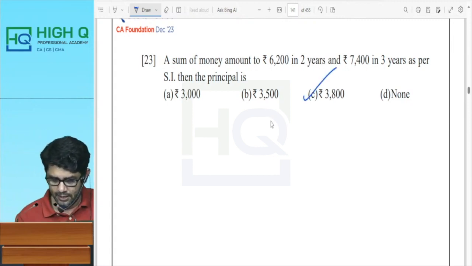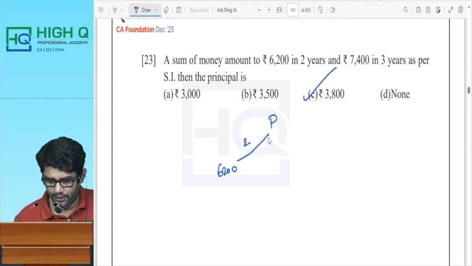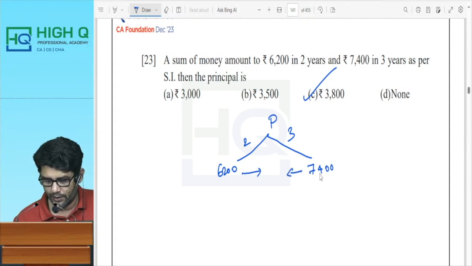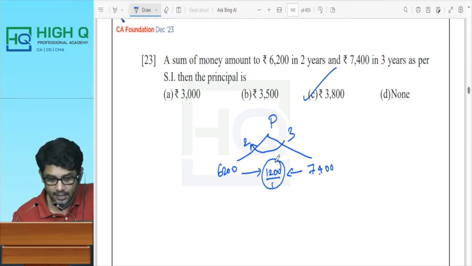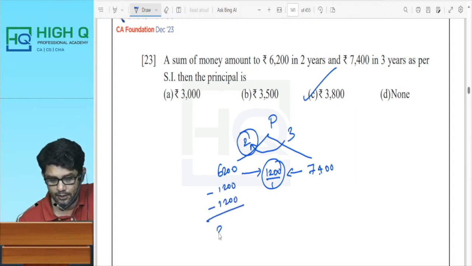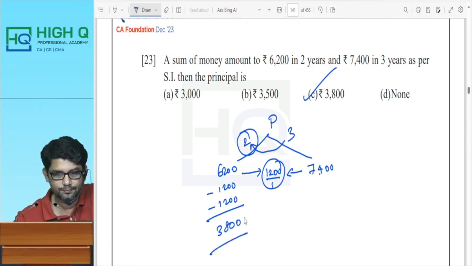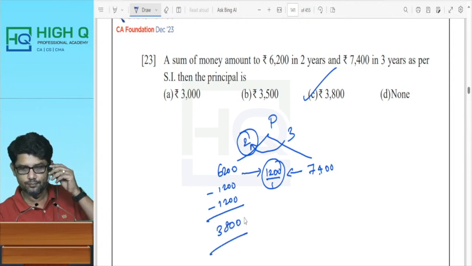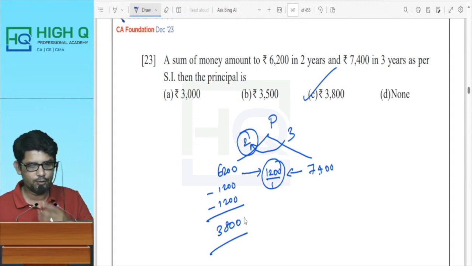3,800. What is it? Some principal becoming 6,200 rupees in 2 years, 7,400 rupees in 3 years. Now what is the difference, my dear? 1,200. Now what is the difference in years? 1. So only 1,200 is the simple interest. Is this amount after 2 years? So 1,200, 2 times I am removing 1,200. My answer is 3,800. Is it clear, all of you?